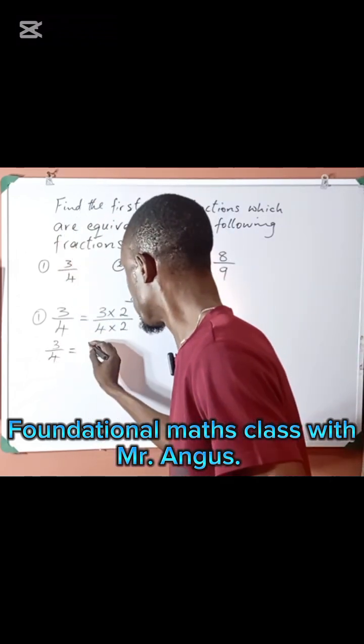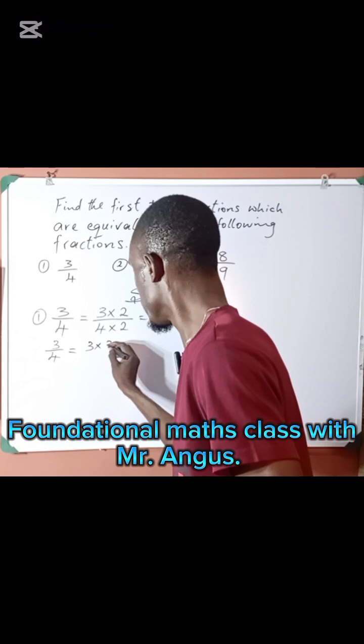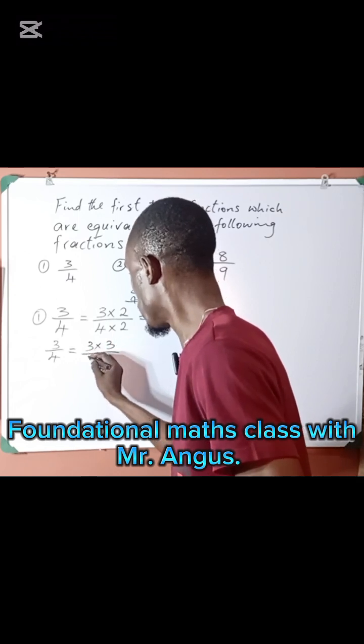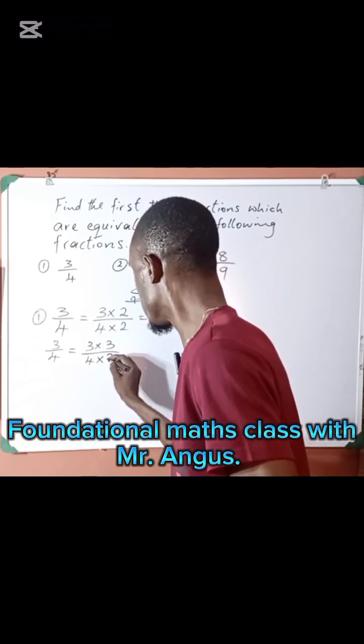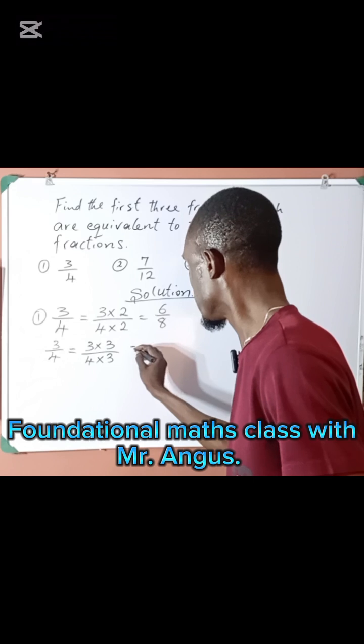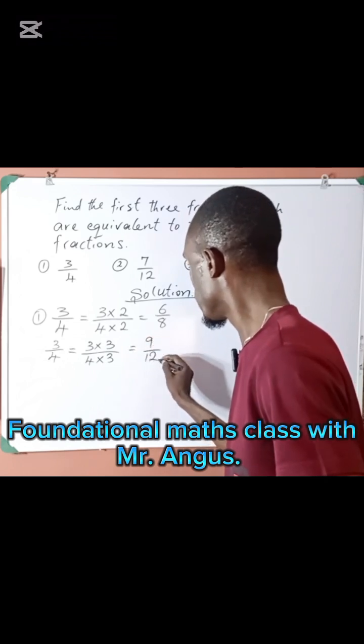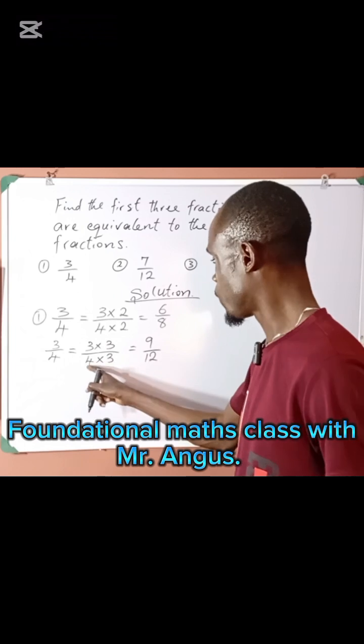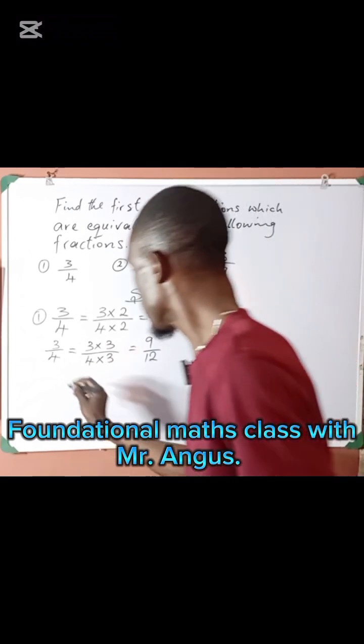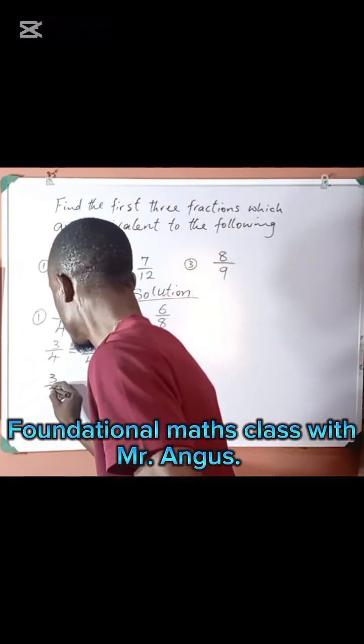Then the second one again, the same 3 over 4. The next number we'll multiply with is 3. 3 times 3 all over 4 times 3. And that is giving us what? 9 over 12. 3 times 3, 9. 4 times 3, 12.